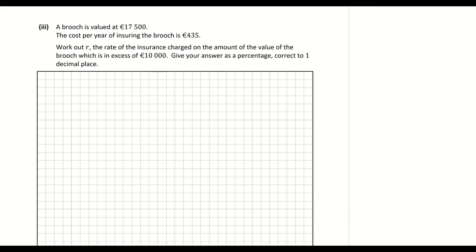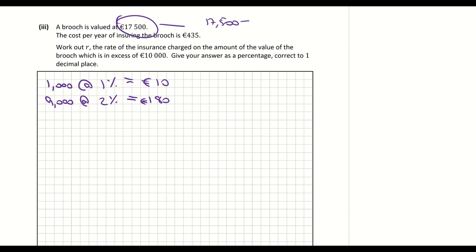So let's work out each of these individually. So the first 1,000 euro is at 1%. And we have that done twice now, which is 10 euro from part 1 and part 2. The next 9,000 euro is at 2%. So divide by 100 multiplied by 2 is getting 180 euro. We then have the remainder of the brooch cost. So if we take away 17,500 minus the 1,000 and the 9,000, which means I still have to insure 7,500.